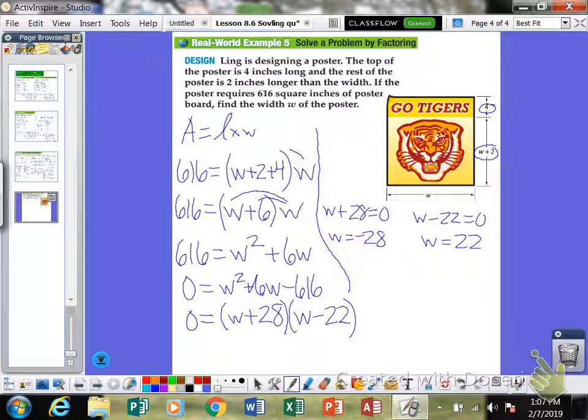Now, our width can't be negative. Notice we have a negative 28. Our width cannot be negative. So that answer does not make sense. So we can eliminate that right away. So our width here would be W equals 22, and I think it is inches. Yeah, in inches, so don't forget your inches there.